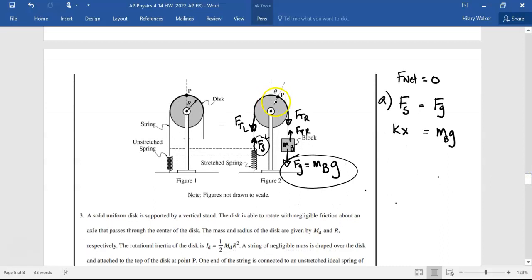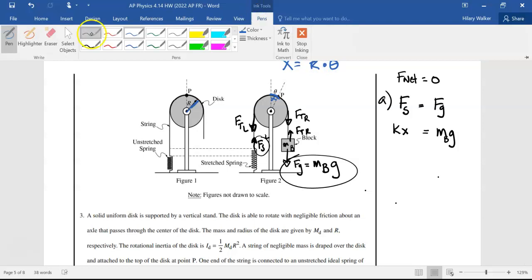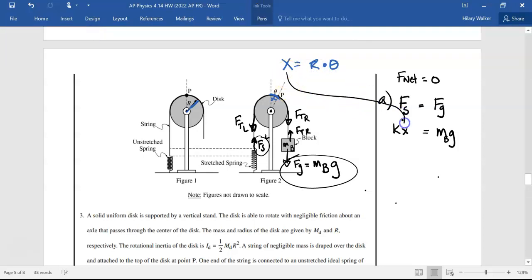If you remember the relationship, right here, I'm going to draw it in a different color, this is going to be x. That is an arc length. x is equal to the radius of the wheel, which they call capital R, times theta. So we can plug that in over here and solve. K times R theta equals mb g, and we're solving for mb. So that's just K R theta divided by g equals mb.